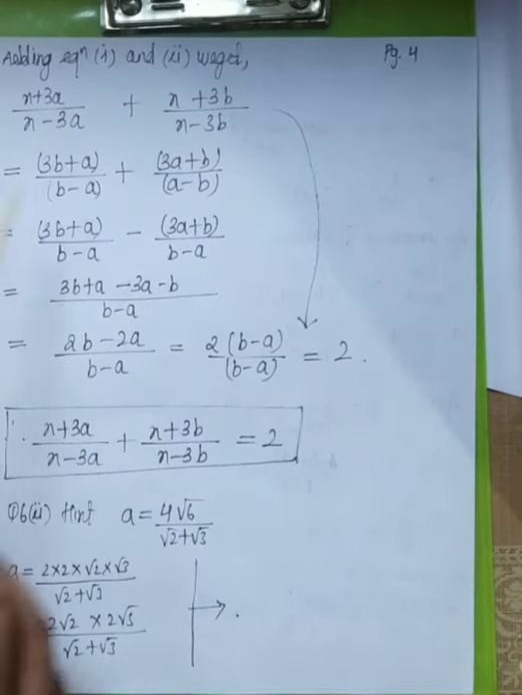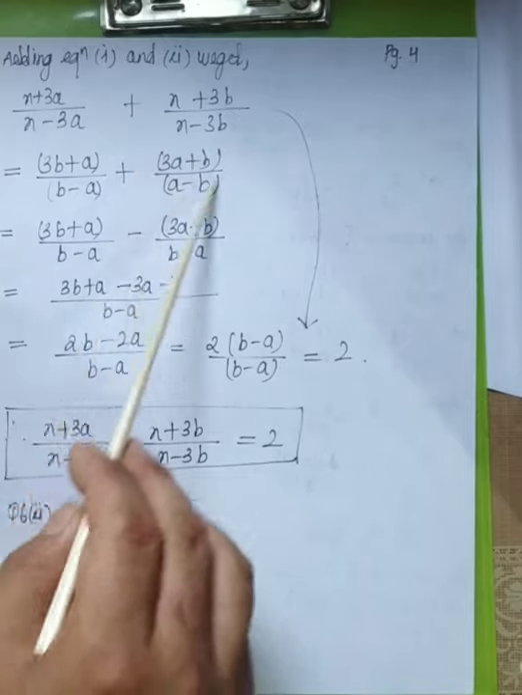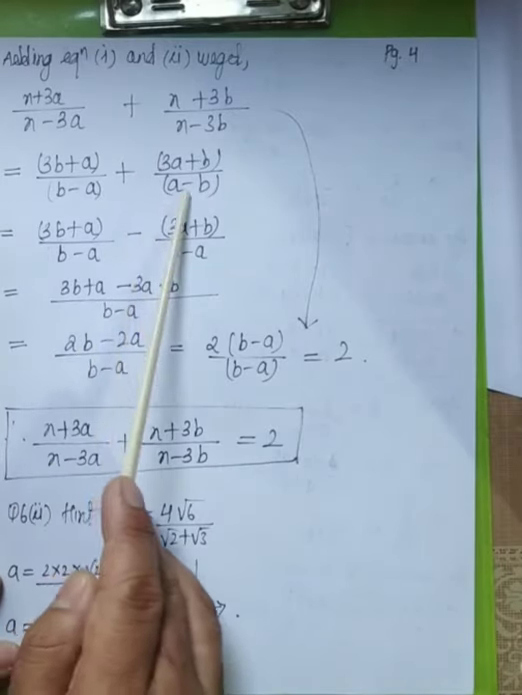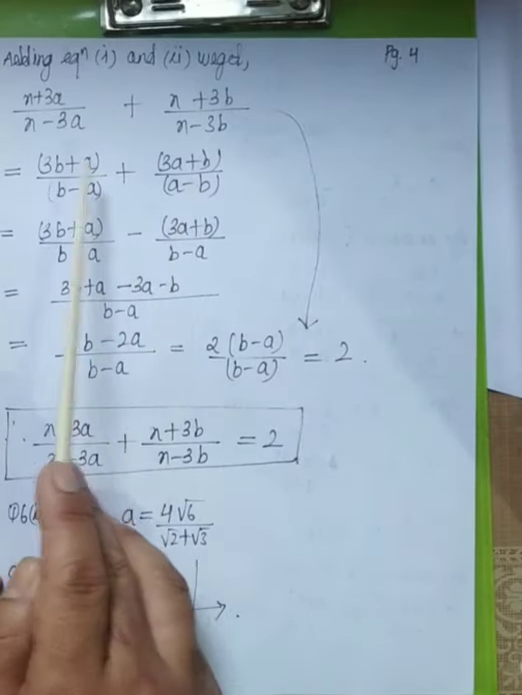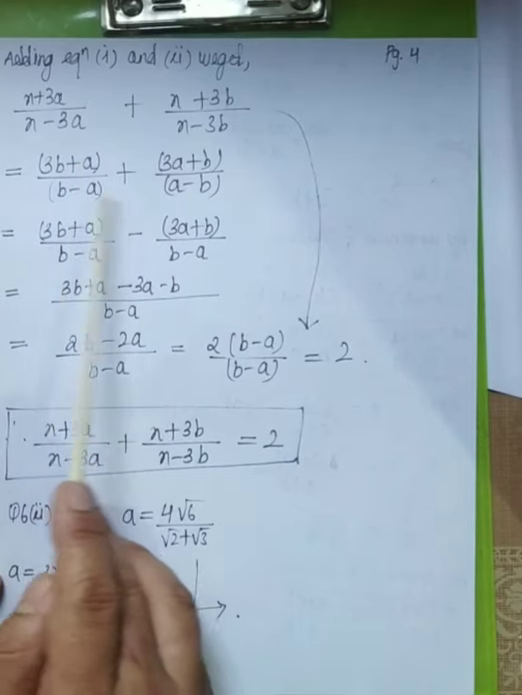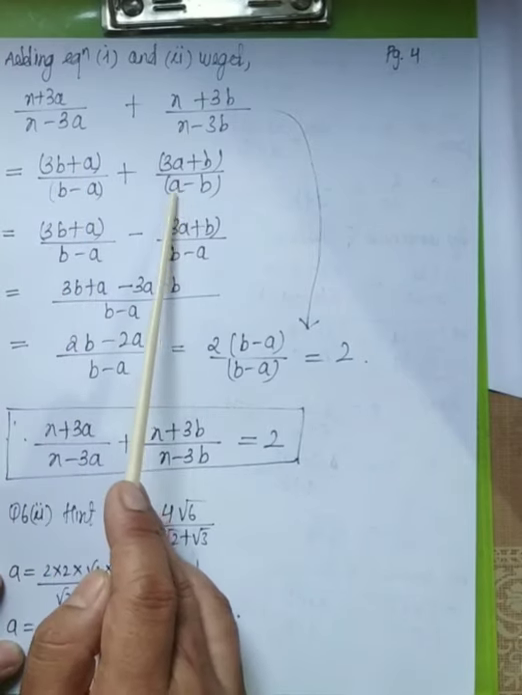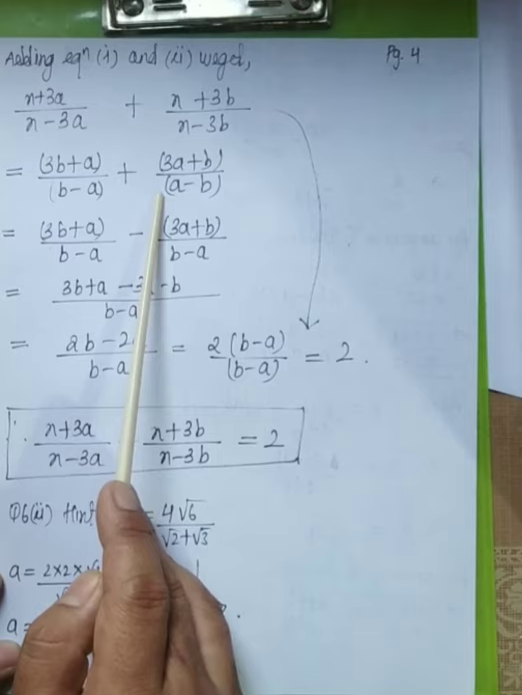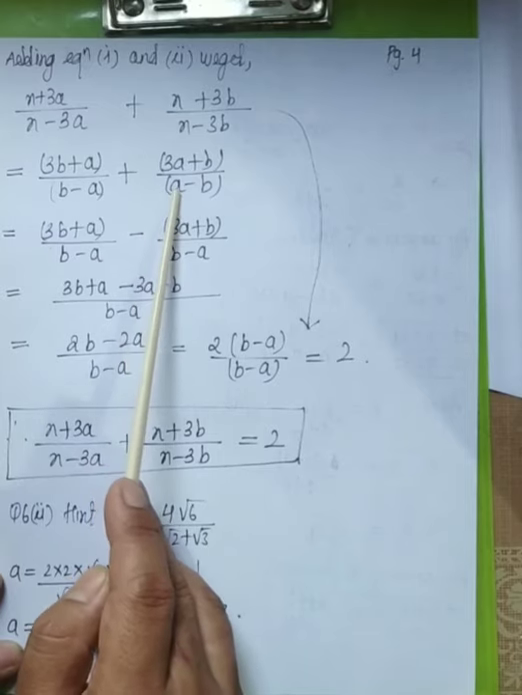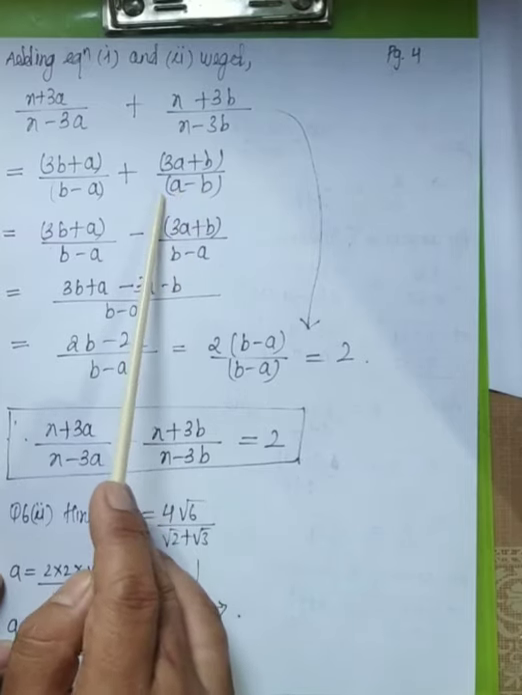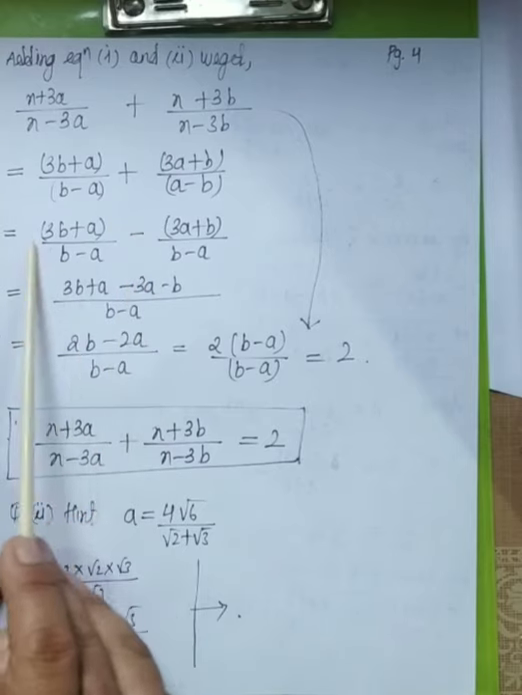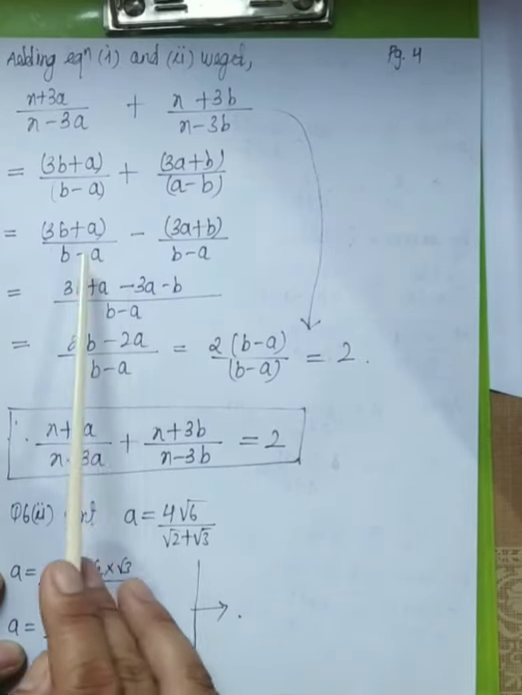Put the value for this from equation 1, put the value for this from equation number 2, and here what I can do in the denominator is, these are from 1 and 2. See, it is b minus a, but here it is a minus b. So can I take minus common? If I take minus common, I'll be getting b minus a, and minus into plus becomes minus, and I get this. So now it is easy for us to take the LCM.